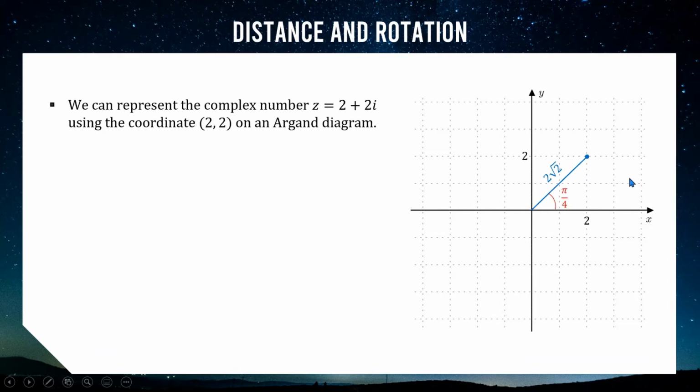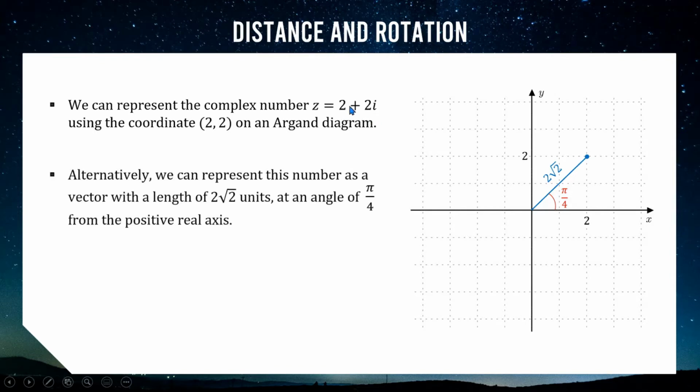We can also think of it in terms of how far this vector has been rotated from the real positive axis. Okay, so we could say that this point is representing the complex number 2 plus 2i. Or alternatively, we could also say that the complex number 2 plus 2i is represented by this blue vector, which has a length of 2 root 2 and an angle of rotation of pi over 4. Okay, so it's two different ways of thinking about the same complex number, just in two different types of geometry.